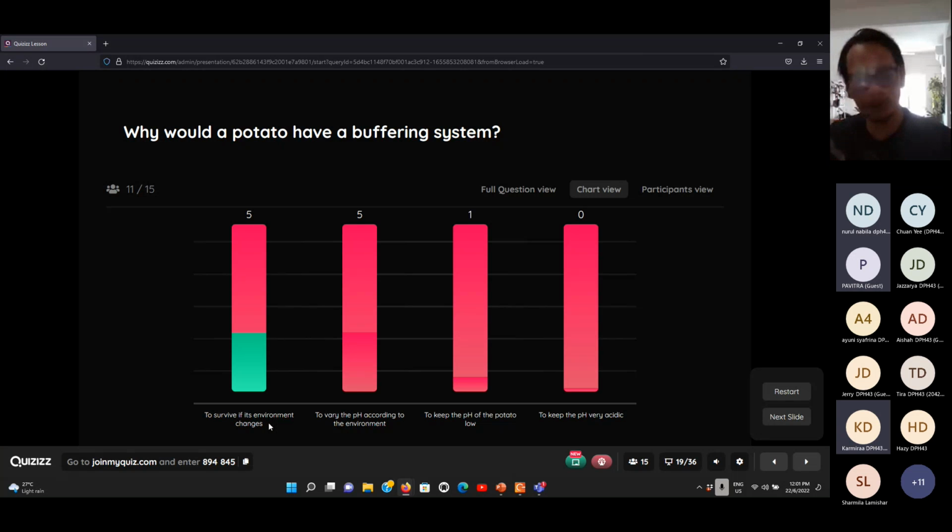Dia boleh cepat-cepat reduce balik, tapi dia akan cepat-cepat naik balik. So that's the problem bila kita makan makanan yang problematic lah. If we have a disease or something, the pH will increase or go down, tapi dengan cepat. So that's why kita sakit perut. So the same thing apply untuk a potato. Dia ada kebolehan untuk mengawal pH to survive the changes in its environment.